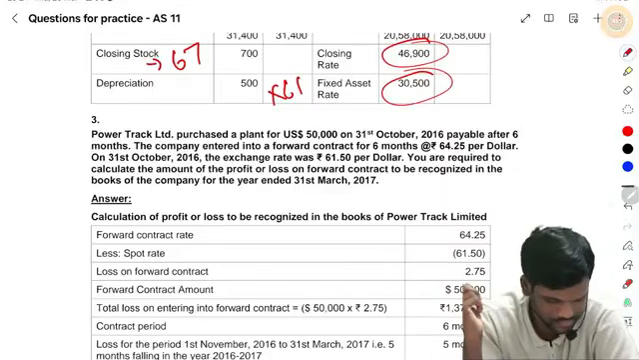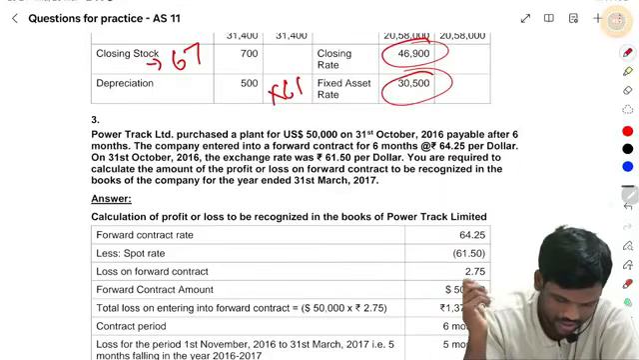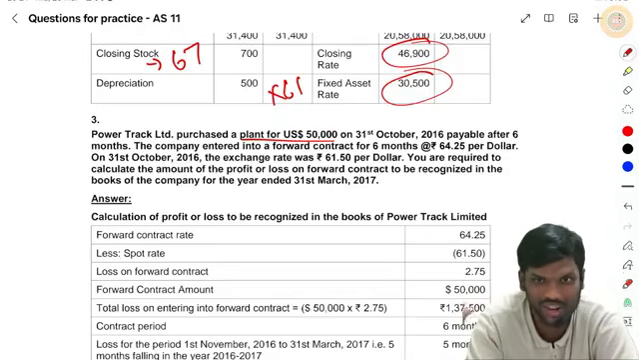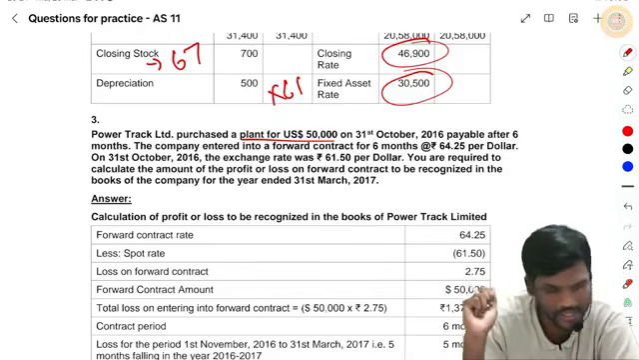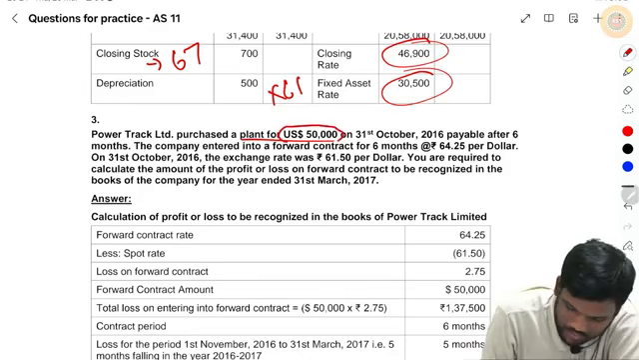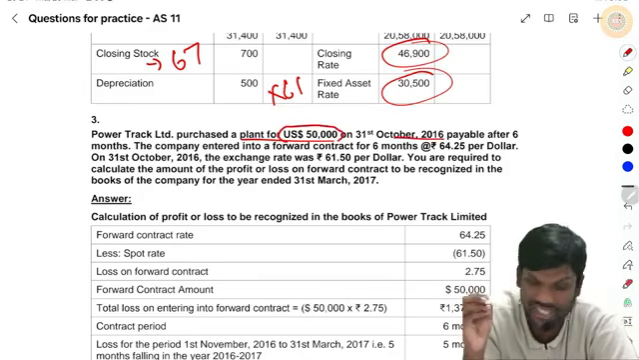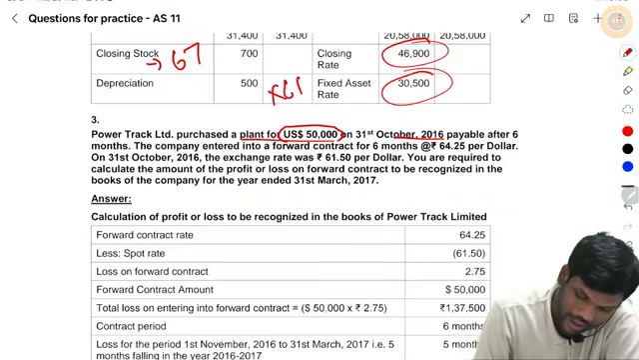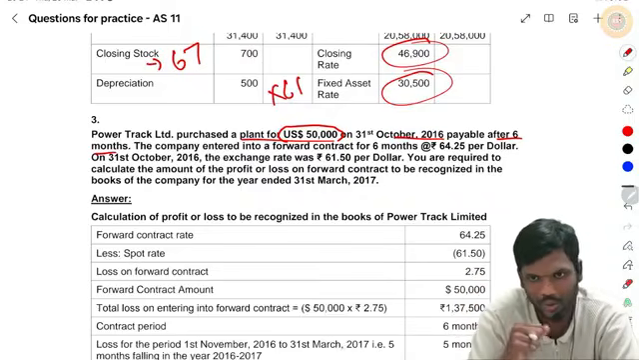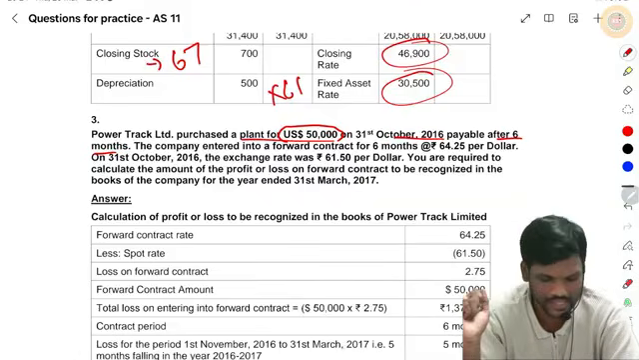Question number 3. Power Track Limited purchased a plant and machinery for $50,000 on 31st October 2016, 10 years back, payable after 6 months. So they have purchased the plant now, and they will pay money after 6 months.